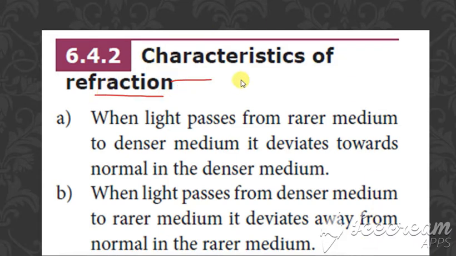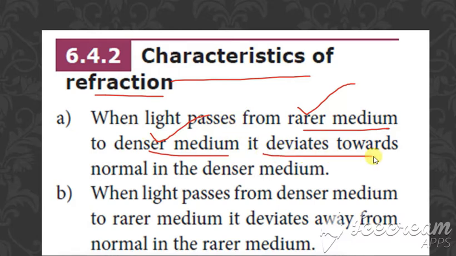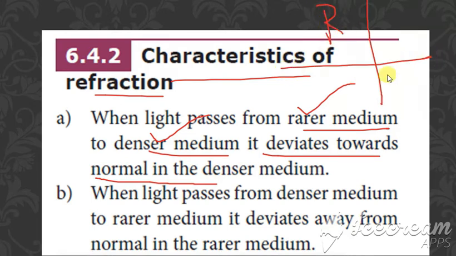What are the characteristics of refraction? In the process of refraction, light passes from one medium to the other medium. Let us consider that it passes from the rarer medium to the denser medium. It deviates towards the normal. If we consider this to be the rarer medium and this to be the denser medium, then the light will refract towards the normal.